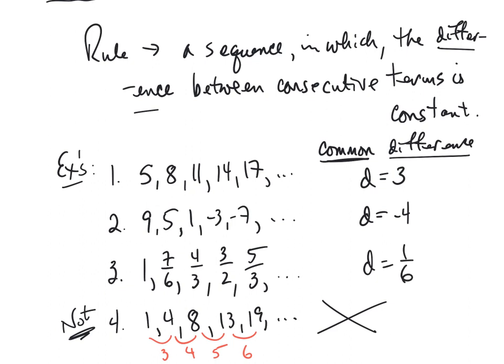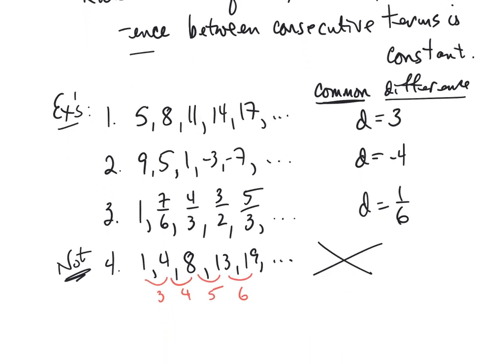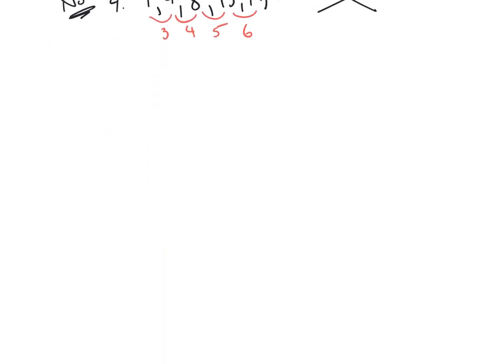Okay, so those are some examples of arithmetic sequences. Now what we'd like to do is take one of our arithmetic sequences, as an example, the first one, which again, let me back up, was 5, 8, 11, 14, 17.